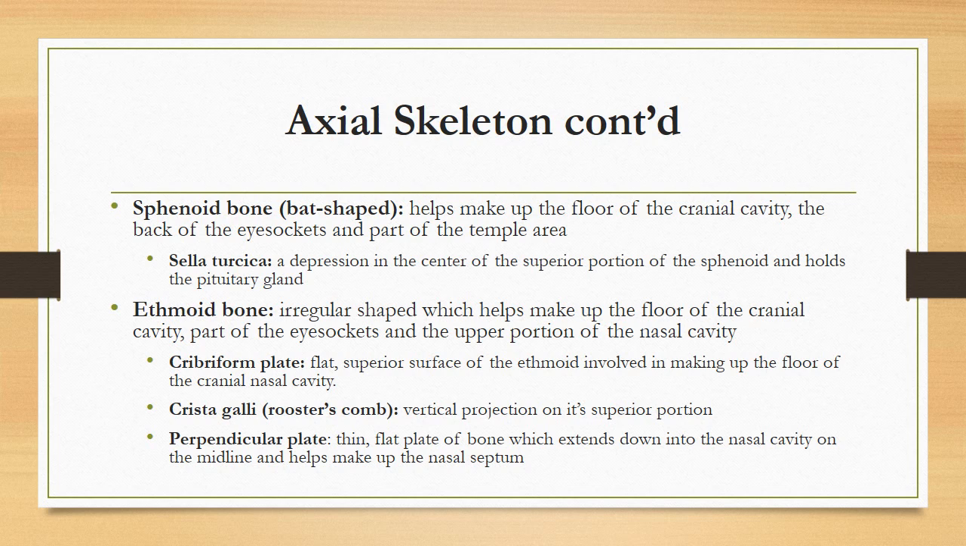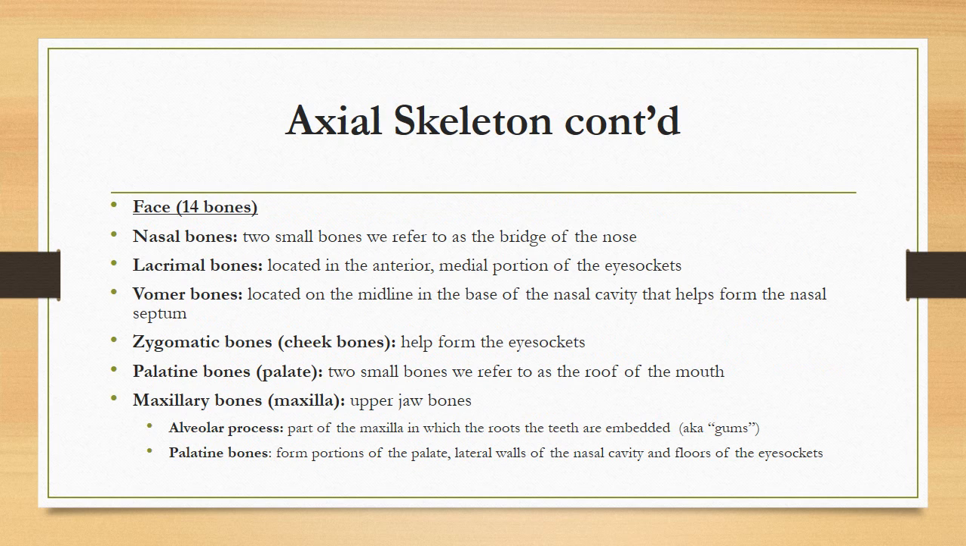The ethmoid bone consists of the cribriform plate, which is flat, and it's a superior surface of the ethmoid involved in making up the floor of the cranial nasal cavity. The crista galli, which is a rooster's comb because it favors the rooster, and it's the vertical projection on its superior portion. And your perpendicular plate, it's a thin, flat plate of bone which extends down into the nasal cavity on the midline and helps make up the nasal septum.